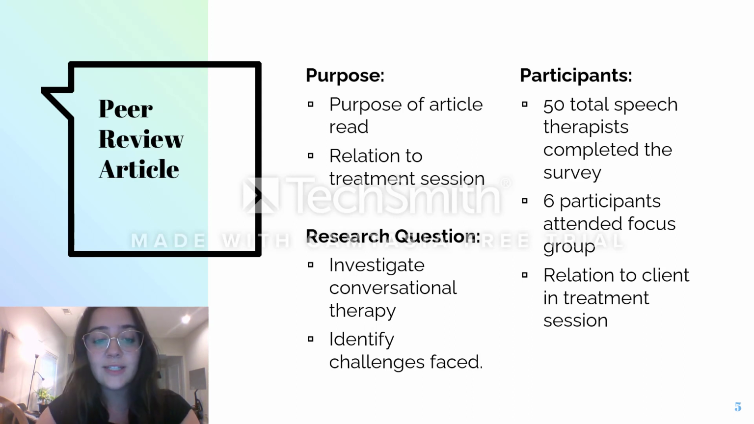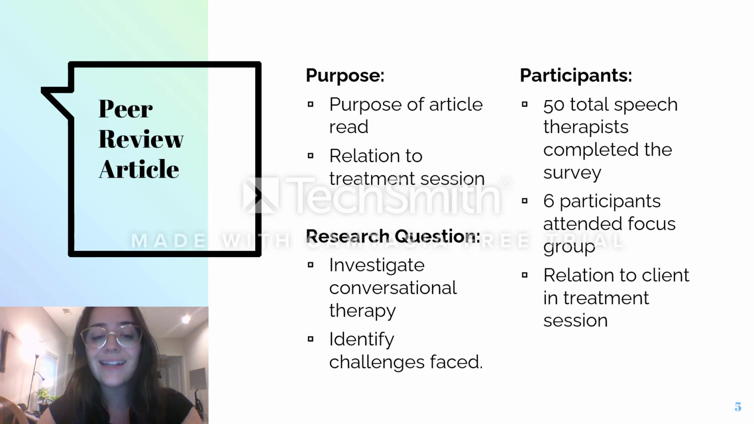A total of 50 speech therapists completed a survey, and 6 participants attended the focus group. Conversational therapy was found to be widely used by the participants, although there was variation in the approaches used, which caused a handful of major challenges to be raised. The speech therapists reported delivering conversational therapy with a range of client groups. The conversational goals reflected an approach based on strategy use and total communication, as well as conversational analysis.